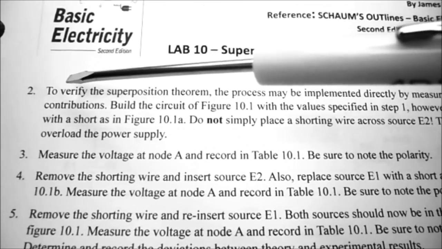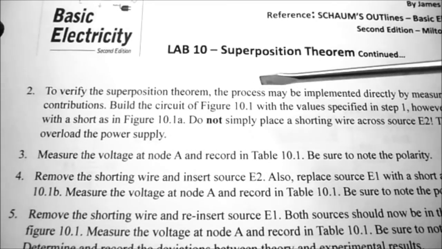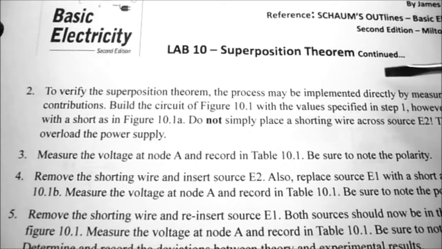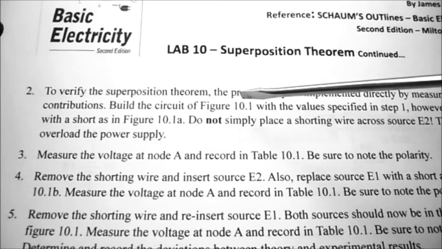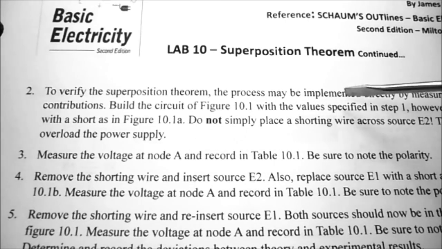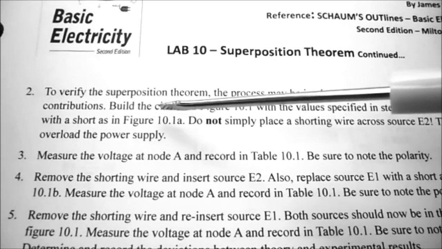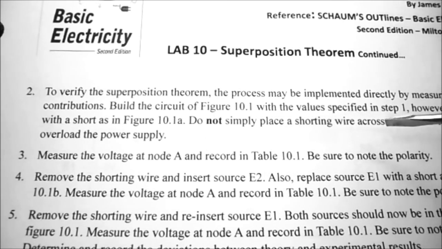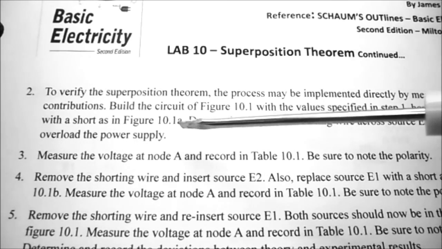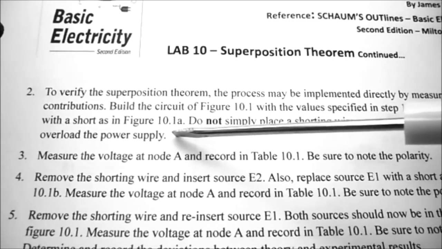Under procedure, step number 2, it says to verify the superposition theorem, the process may be implemented directly by measuring the contributions. We're to build the circuit of figure 10.1 with the values specified in step 1. However, replace E2 with a short as in figure 10.1a. Do not simply place a shorting wire across source E2. This will overload the power supply. So we're actually going to disconnect it to put a short in the circuit.